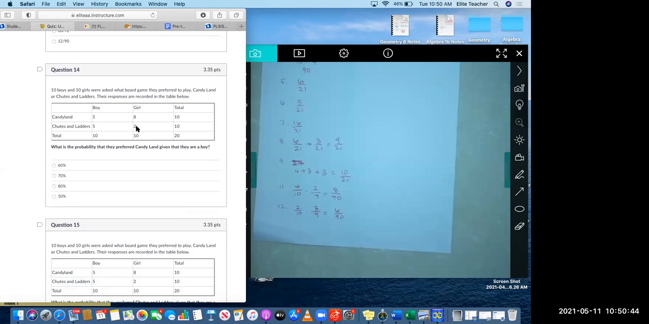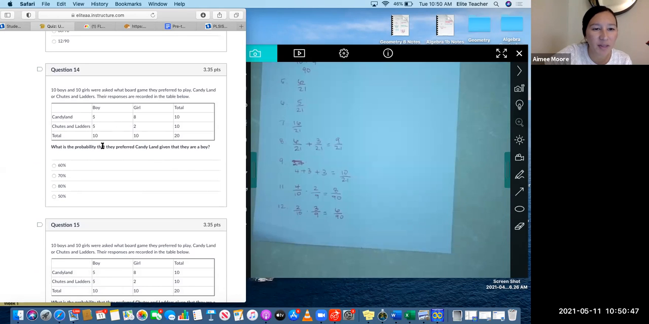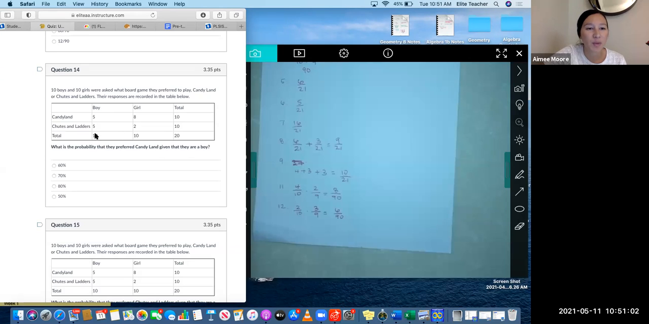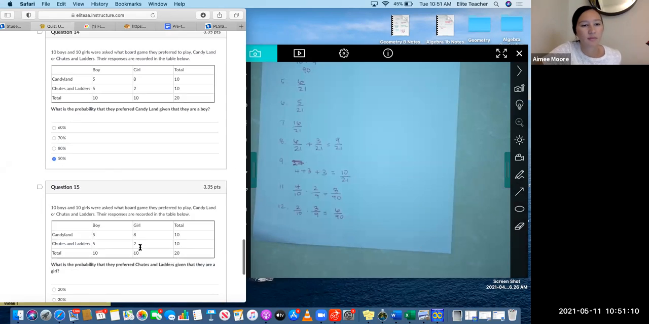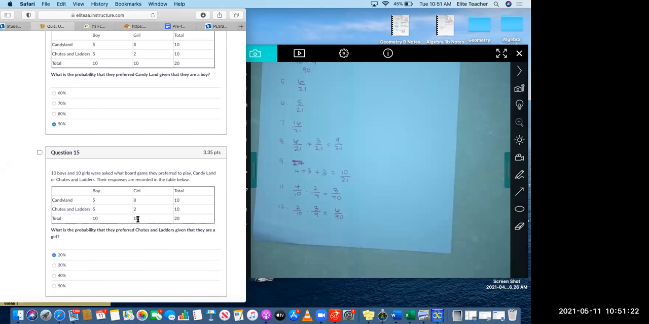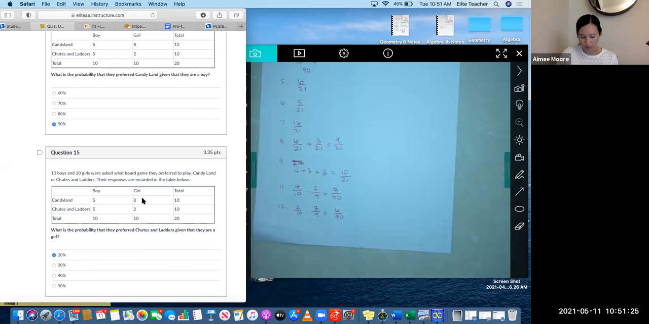All right. We just changed up the numbers a little bit. So what is the probability that they preferred Candyland given that they are a boy? 50%. Yep. Given that they are a boy, we're only looking at these 10, and the ones that picked Candyland were 5 out of the 10, so 50%. And then the probability that they preferred Chutes and Ladders, given that they are a girl. 20%. Yep, only 2 out of the 10 girls, so 20%.